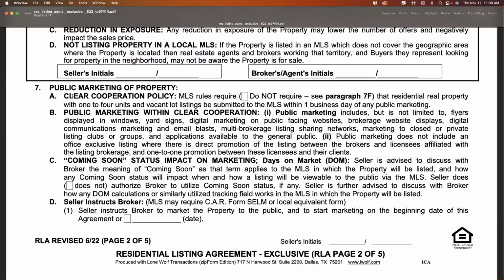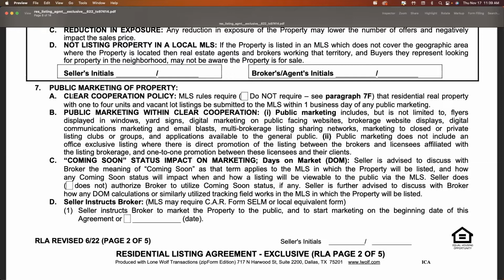So the clear cooperation policy is what was set up by NAR and CAR, which is that all listings have to go into the MLS, one way or the other. Okay? We're going to get to how you withhold it or don't and all of those things. Okay? Clear cooperation policy. MLS rules require that residential real property with 1 to 4 units and vacant lot listings be submitted to the MLS within 1 business day of any public marketing. We just talked about that. Public marketing within clear cooperation.